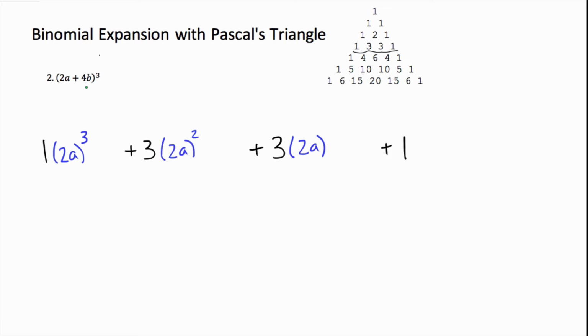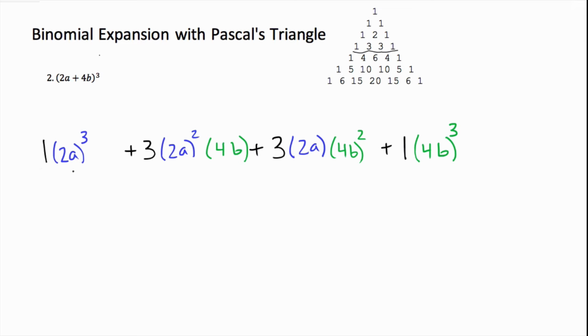Our next step is to look at the second term. So we have 4b, and we do the same thing. We're just starting on the right side and moving left this time. So we'll do 4b to the third power, 4b to the second power, 4b to the first power, which is just 4b, and then we won't put anything on the first term. And we have done the binomial expansion. Now we just need to simplify.